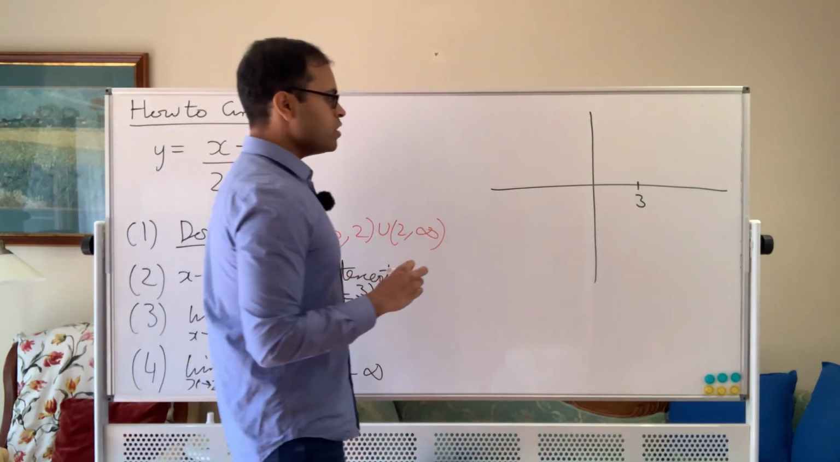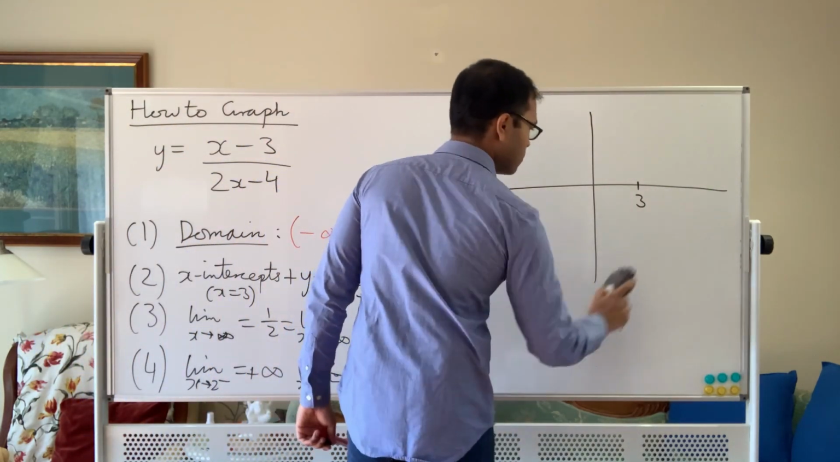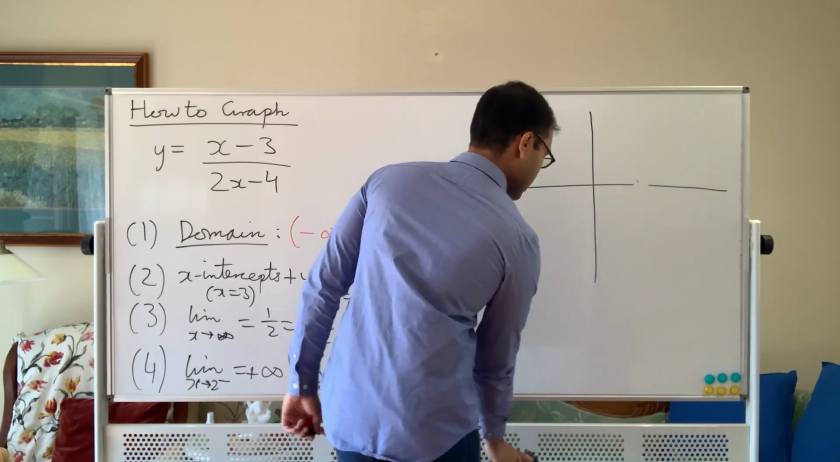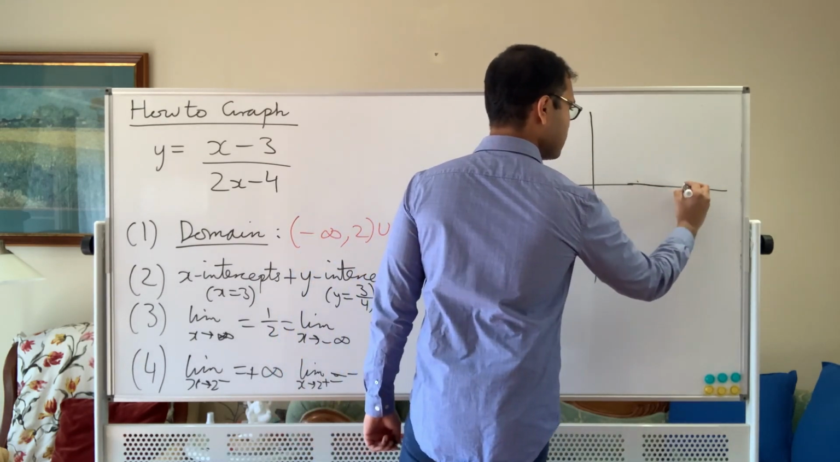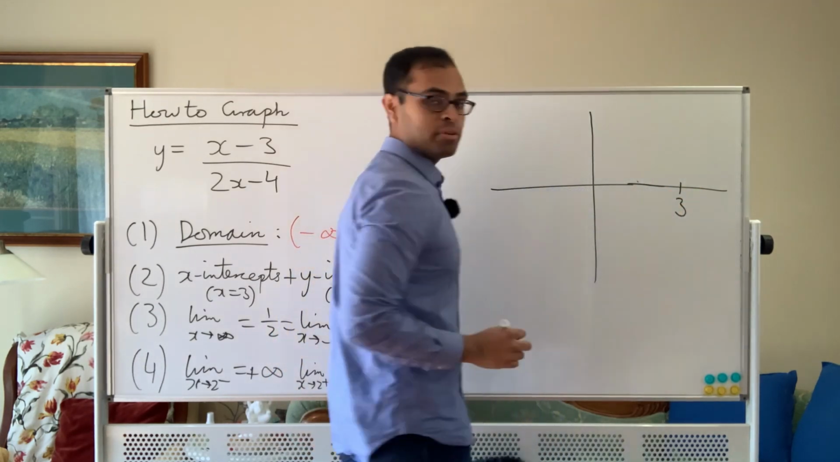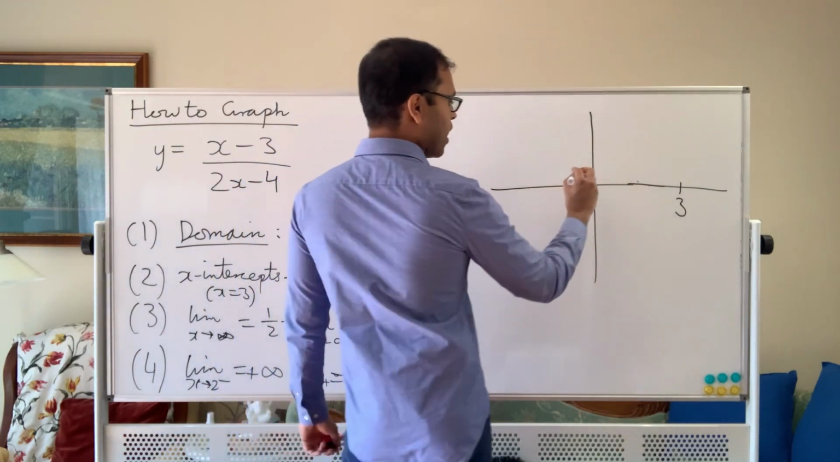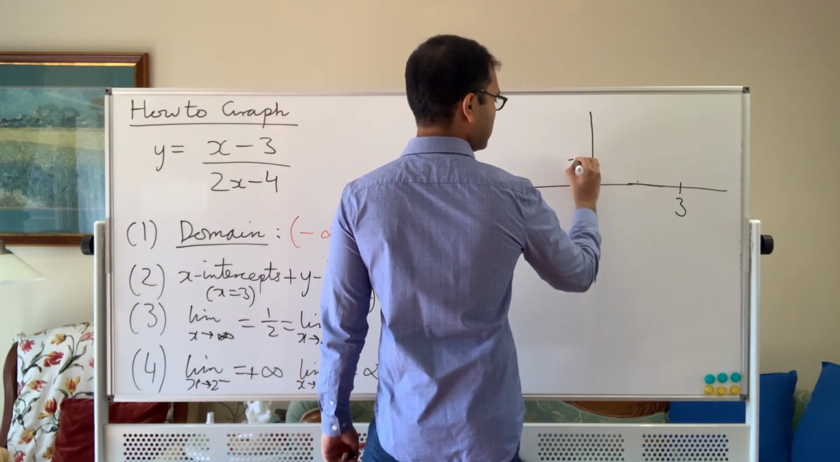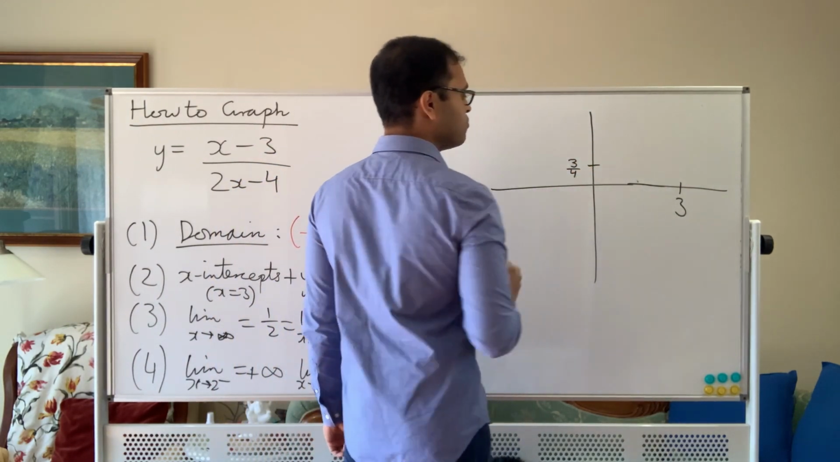Okay, so 3/4. So maybe I can draw the scale a little bit better so that we can see this very clearly. Sometimes playing around with these scales takes a little bit of time, so don't worry about that. Just make sure you can fit everything into the page. So here you have 3/4.